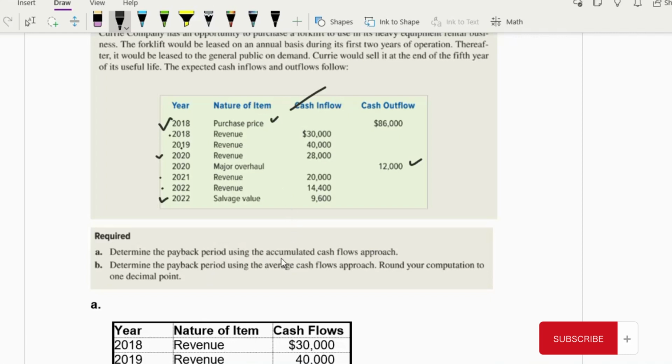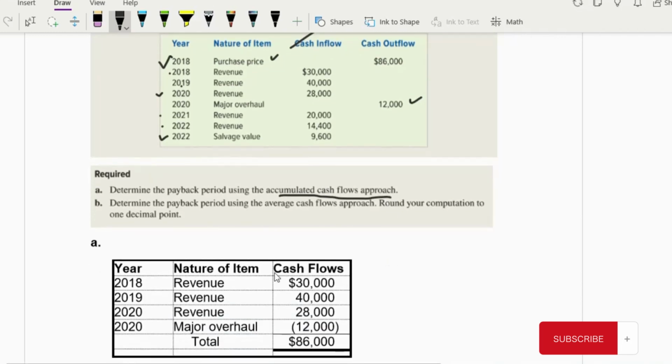Number one is known as the accumulated cash flow approach. So what is the accumulated cash flow approach? It means that for all the years you just keep on adding your net cash flow every year until you recover, because it's payback, your initial investment. So your initial investment is 86,000, this you should recover.